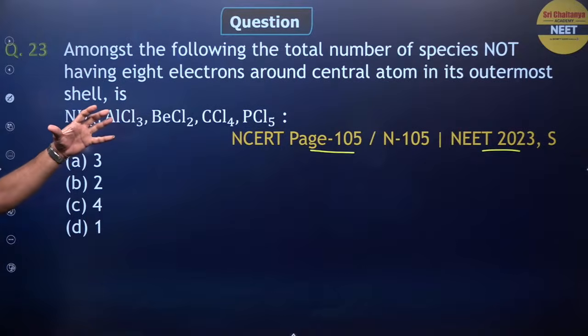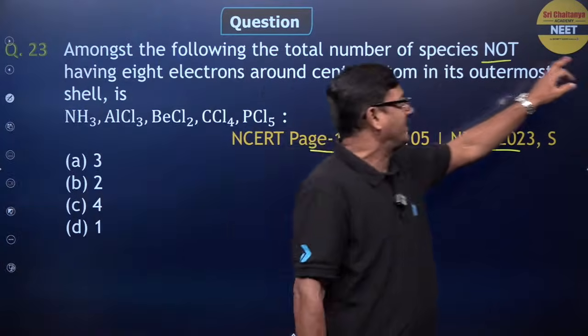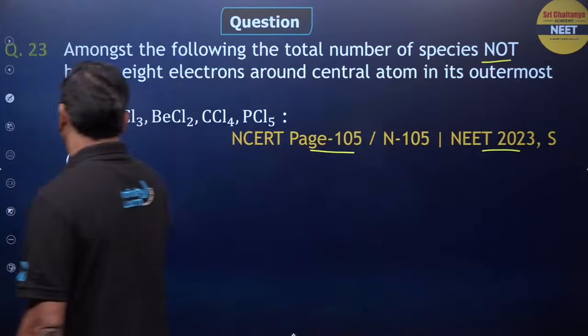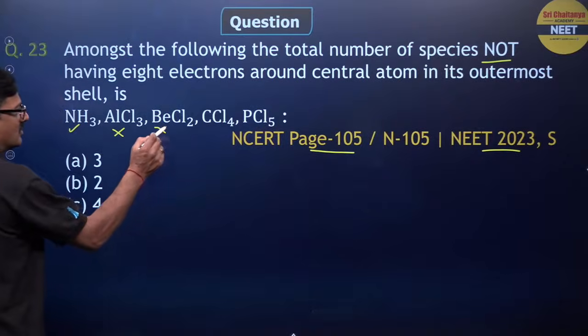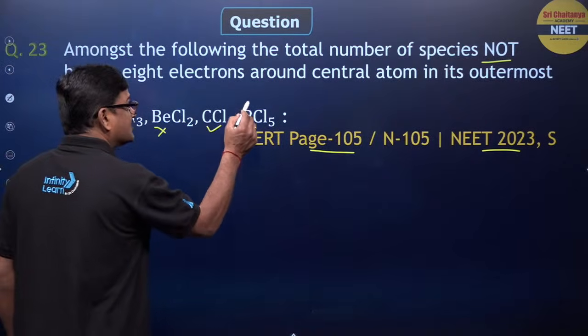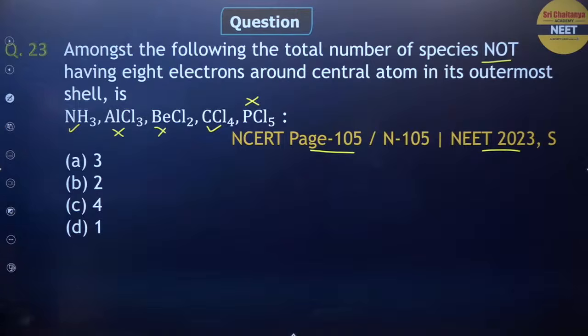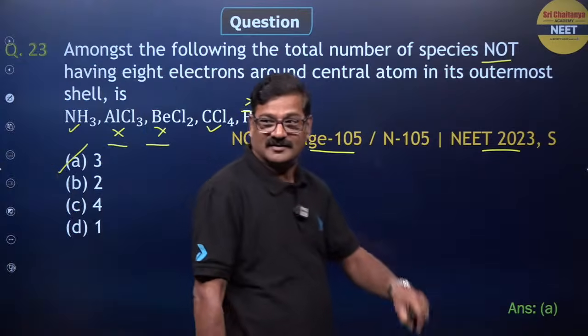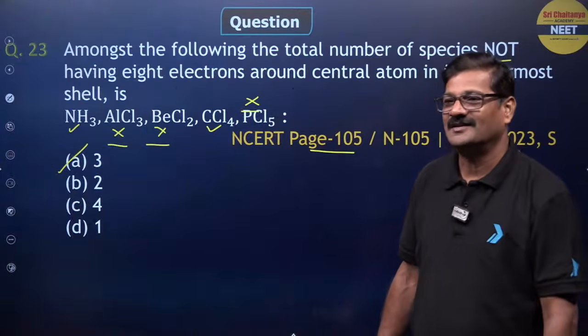Among the following, the total number of species not having 8 electrons, which of the following is not octet? Not having octet. So it is octet. It is not octet. It is octet. It is super octet. So how many are coming? I am getting 3. Are you getting 3 or not? Clear?